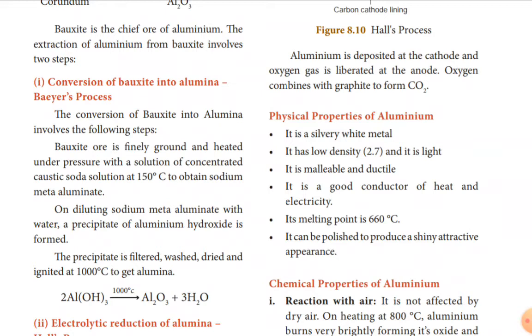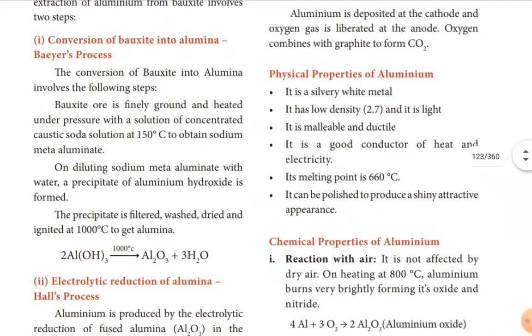So in the presence of caustic soda at 150 degrees Celsius. When bauxite ore is powdered and added with the sodium hydroxide, caustic soda means sodium hydroxide, at 150 degrees, sodium metaluminate is formed. This is the first stage. Then second step, see, on diluting sodium metaluminate with water, aluminum hydroxide is formed.